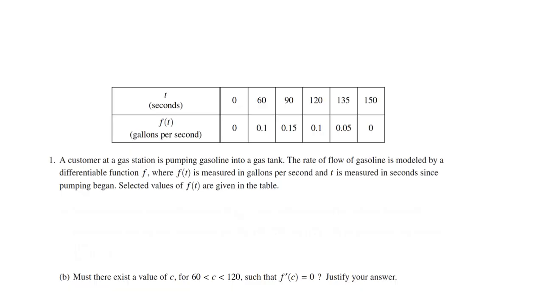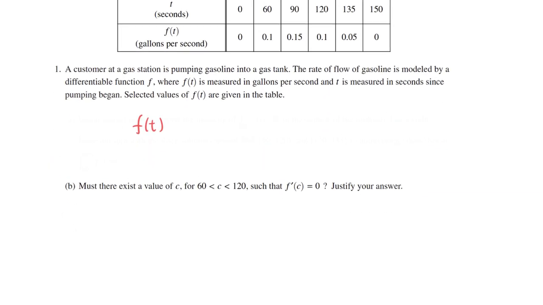So for example, here we have f of t, which denotes the number of gallons per second at a pumping station. And we ask, must there exist a value of c such that f prime of c is 0? So we are given that f is a differentiable function, which means definitely for any interval it is differentiable. And that also implies continuity. So we have differentiable, we have continuity, and that means that we can apply the MVT.